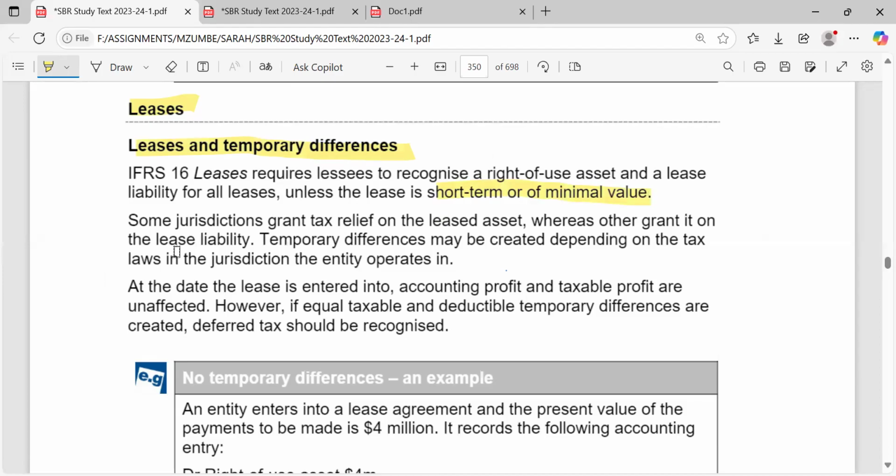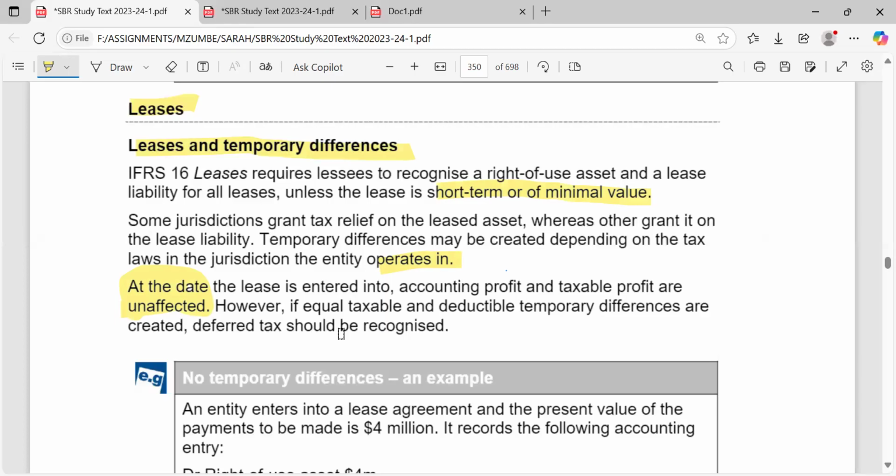So we are told some jurisdictions grant tax relief on the leased asset, whereas others grant it on the lease liability. Now it depends on the jurisdiction someone is working in, right? Temporary differences may be created depending on the tax laws in the jurisdiction the entity operates in. At the date the lease is entered into, the accounting profit and taxable profit are unaffected. Of course, it's just the date entered into, so no transactions have taken place, right? However, if equal taxable and deductible temporary differences are created, then deferred tax should be recognized, right?